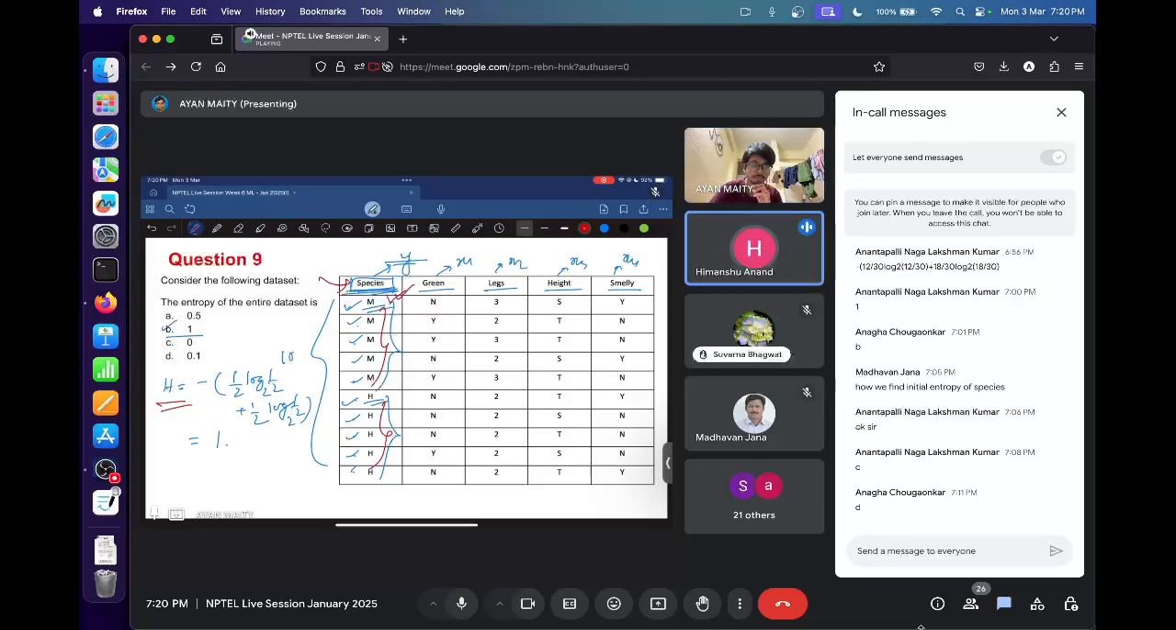In this case, the data set has species as the target variable column. And in the assignment also, one table is given, and some column is designated as the class variable or the target variable that you have to predict. So you have to compute the entropy of that column.